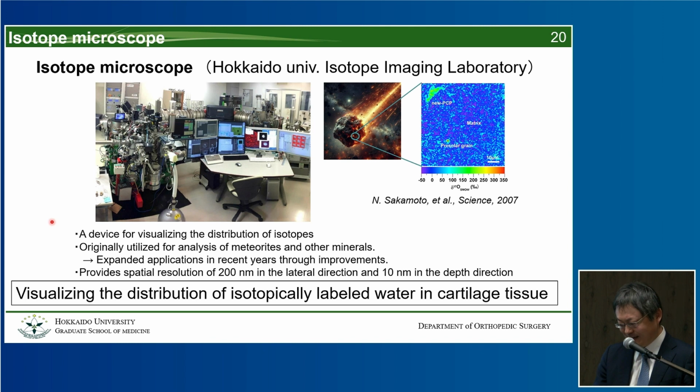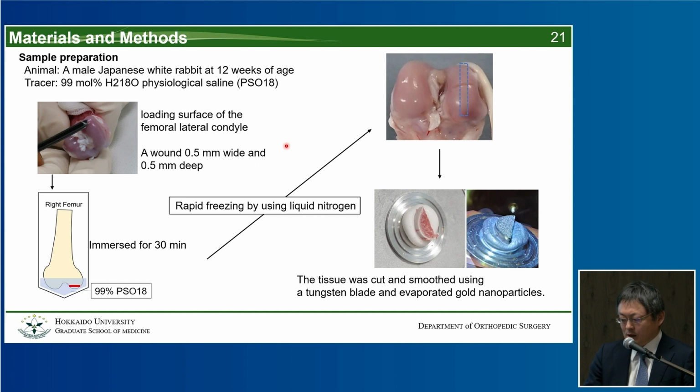So anyway, we are trying to visualize the distribution of the isotopically labeled water in the cartilage tissue by using the microscope. We are using the 18O labeled water because the isotope microscope can detect both 17O and 18O labeled water. Firstly, we made a tiny damage on the rabbit knee joint and put it in the labeled water for 30 minutes.